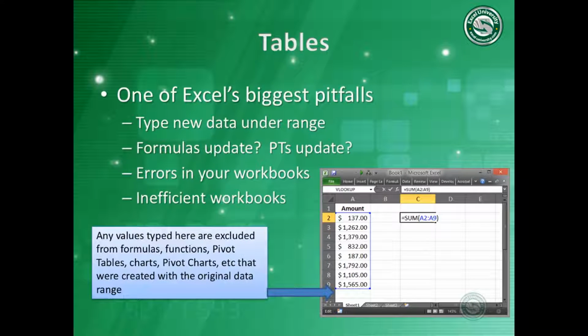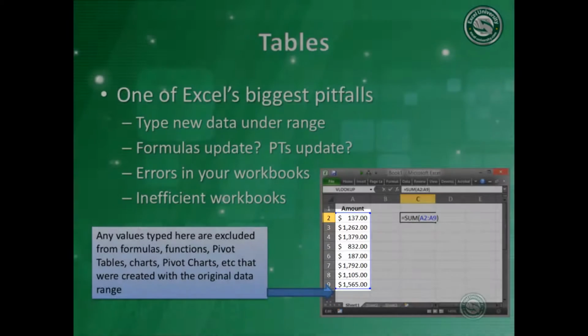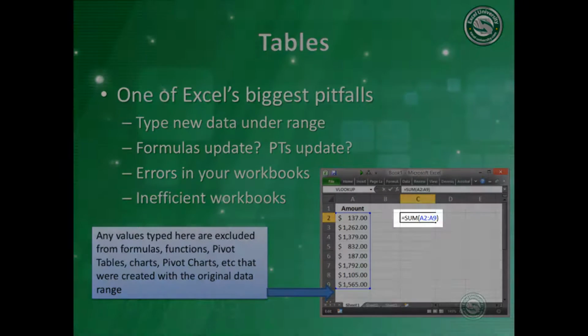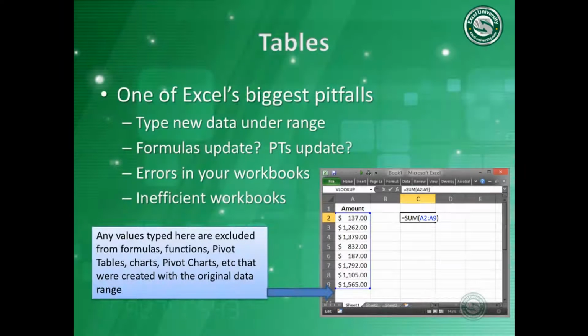Let's talk about one of the biggest pitfalls Excel users have faced for the last 25 years. Let's say we have a range of data in our worksheet. Let's use range A2 through A9 as an example. Then we do something with the range. Maybe we use it in a pivot table or a chart, or maybe we have a formula that uses the range, such as a sum function to add up the values, shown here in cell C2. The sum function works, we save the workbook, close it, and life is good.